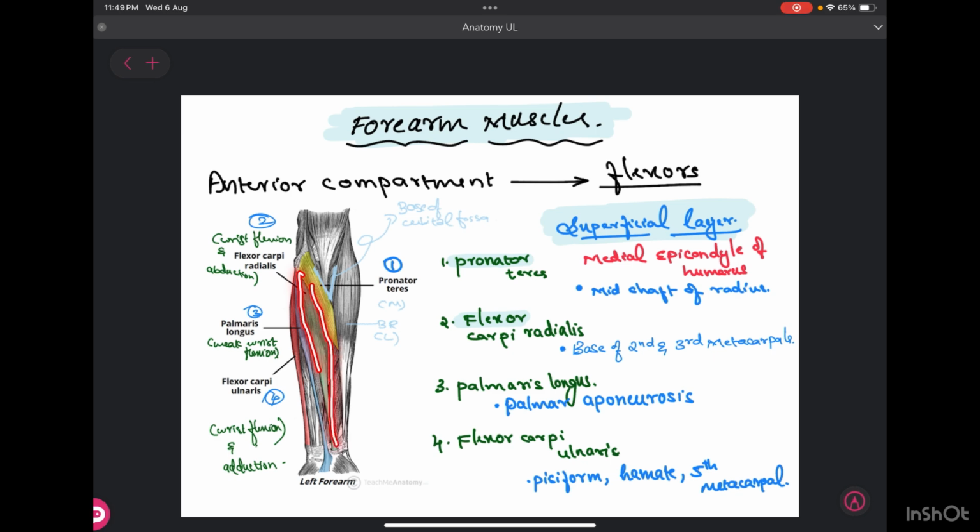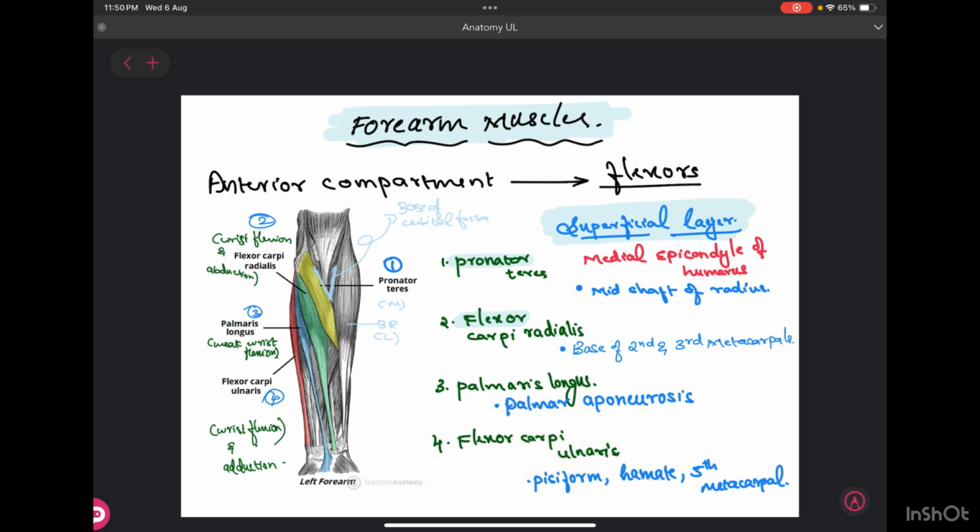The next is flexor carpi radialis. This green color muscle is called flexor carpi radialis. Of course, it originates from the medial epicondyle of the humerus, and it is inserted into the second and third metacarpals. Then comes the palmaris longus. It arises from the medial epicondyle and is inserted into the palmar aponeurosis. This blue color muscle is inserted into the palmar aponeurosis.